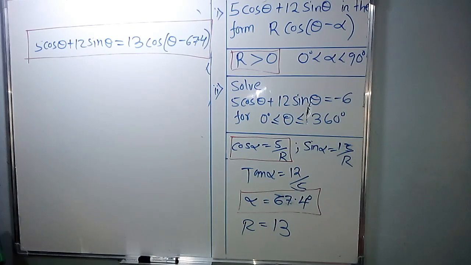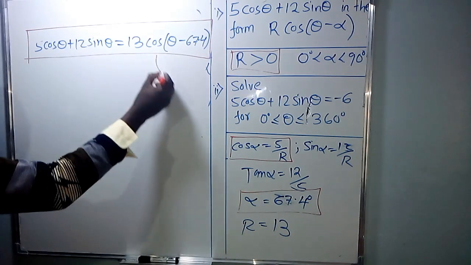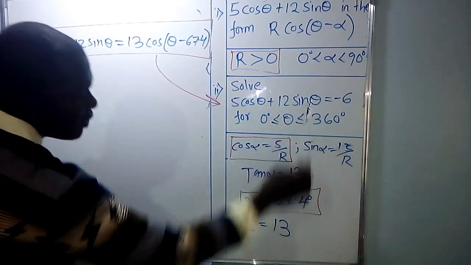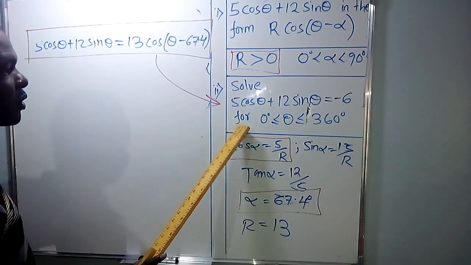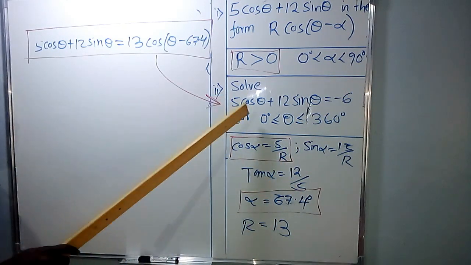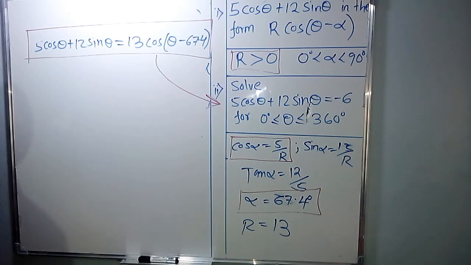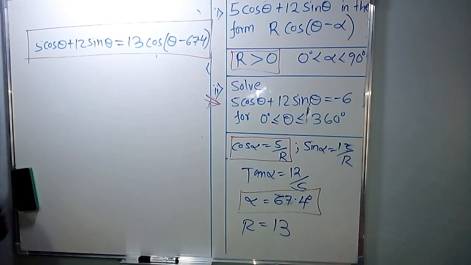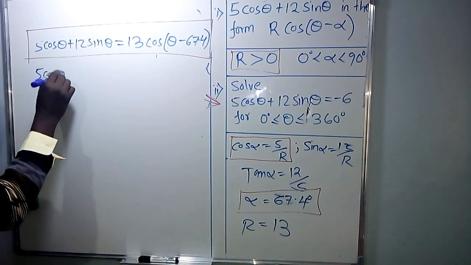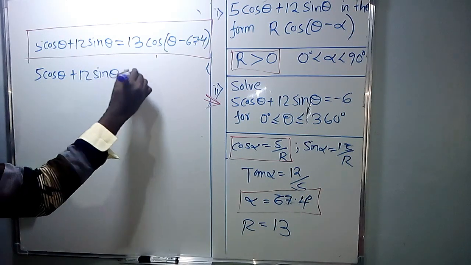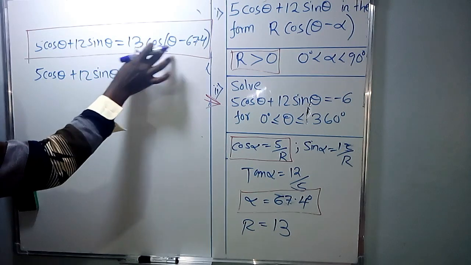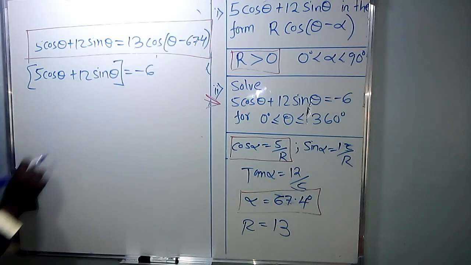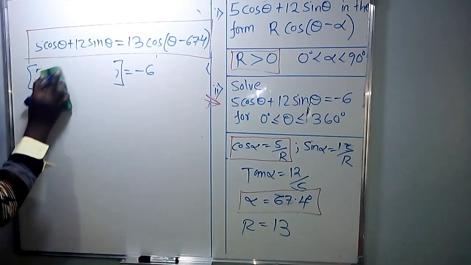Having expressed that equation in that form, the second part you've been told to use, hence you solve the equation 5 cos theta plus 12 sin theta to be equivalent to negative 6, isn't it? Now, you have 5 cos theta plus 12 sin theta equal to negative 6. Are we together? So from there, where there is 5 cos theta plus 12 sin theta is the same as 13 cos(theta minus 67.4 degrees), meaning you substitute the value of 5 cos theta plus 12 sin theta, isn't it?